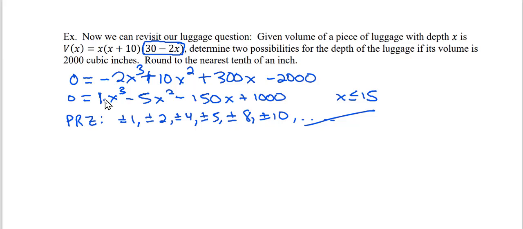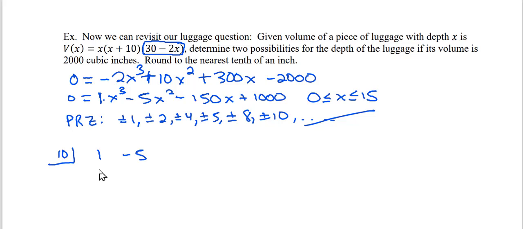I'm also thinking, practically speaking, about this. None of the numbers can be negative because x can't be negative, right? So really I've narrowed it down to 1, 2, 4, 5, 8, and 10. A piece of luggage with a dimension of 1 inch for its width or length or whatever doesn't make a whole lot of sense. I'm actually going to start with the bigger numbers here. So I'm going to start with 10 and see if that works.